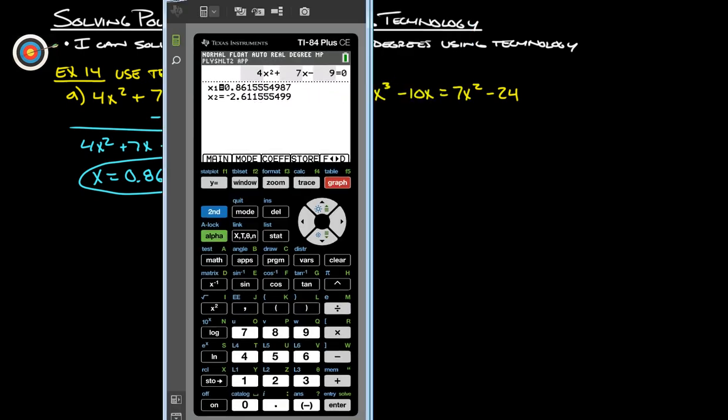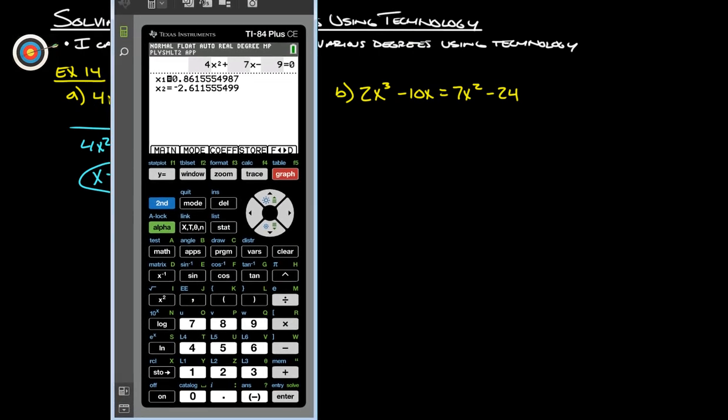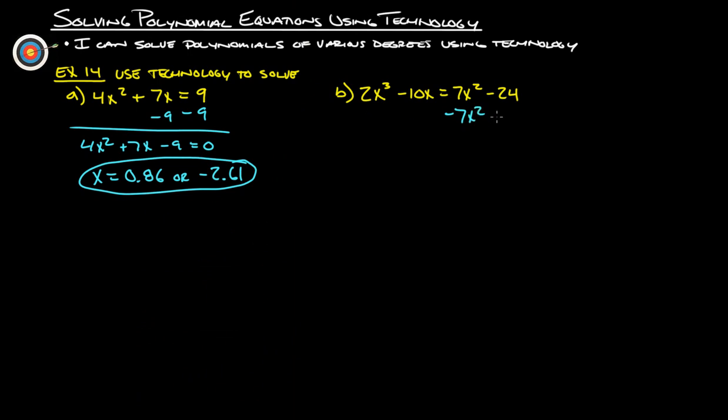Last one here. We're going to do this one as well. And again, we're going to put it in the calculator here. So first thing, remember, we got to move everything to one side. So let's subtract 7x squared and add 24. So we get, in order of the highest power first, 2x cubed, then we have minus 7x squared, and then minus 10x, and plus 24, all equals 0. And that's the key, that it equals 0.